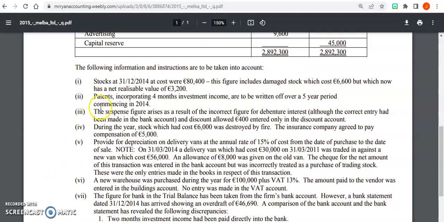Okay, so let's have a look at the second adjustment for a Melba 2015 company question. So patents incorporate 4 months investment income are to be written off over a 5-year period. So for some reason, we've put 4 months investment income into our patents. It shouldn't be on patents, it should be on investment income.